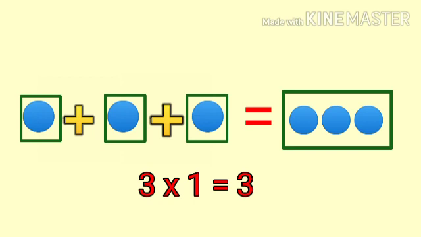Understood, children? Here we are considering each box as one group. Here we have 3 groups and each group consists of 1 dot. So, to get this repeated addition, we can use 3 ones are 3.